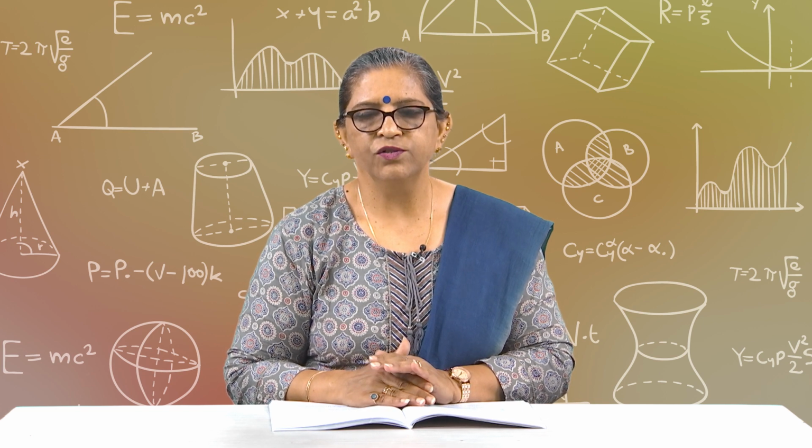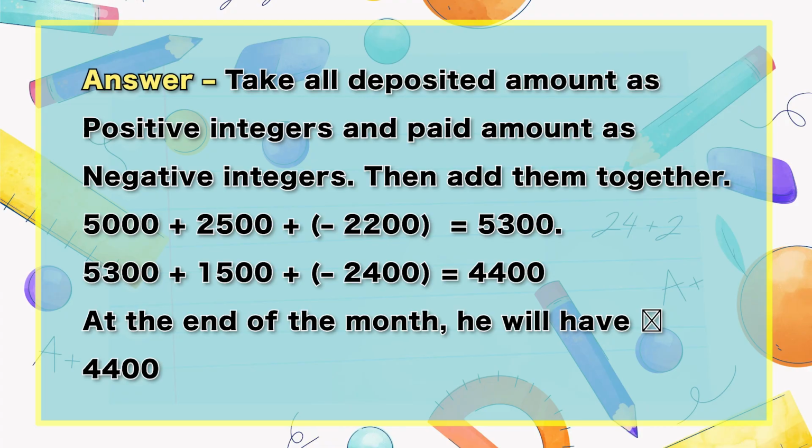How to solve it? To solve it, let us look into the answer. Take all deposited amounts as positive integers and all paid amounts as negative integers and then add them together. In the first case, it was 5,000 plus 2,500 deposited and minus 2,200 paid. So, total we get 5,300. In the second lot, 5,300 and then 1,500 deposited and 2,400 paid. So, total comes out to be 4,400. So, at the end of the month, he will have rupees 4,400.